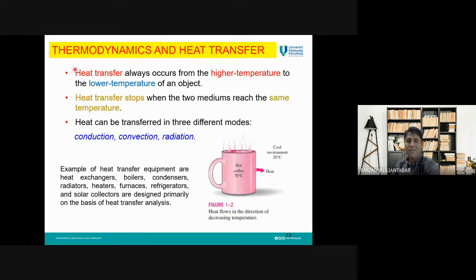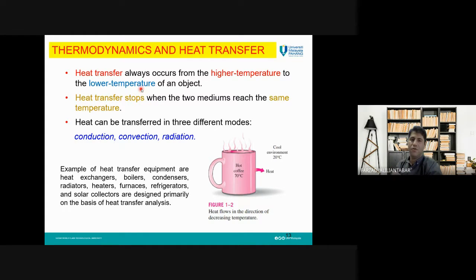And this is really important. Heat transfer always occurs from the higher temperature body or substance or system to the lower temperature object or to an object in contact. So this is important to know. These sentences, these concepts are simple, but you need to know all of them to be able to solve different problems. Heat transfer stops when two media reach equilibrium, or the same temperature.